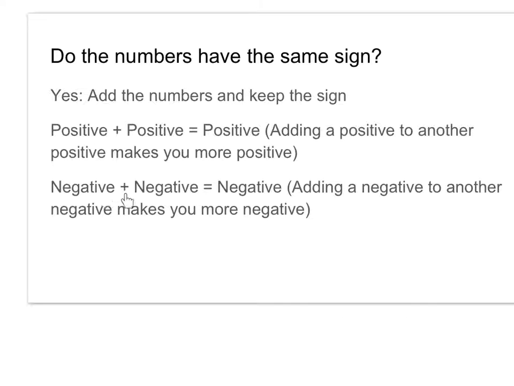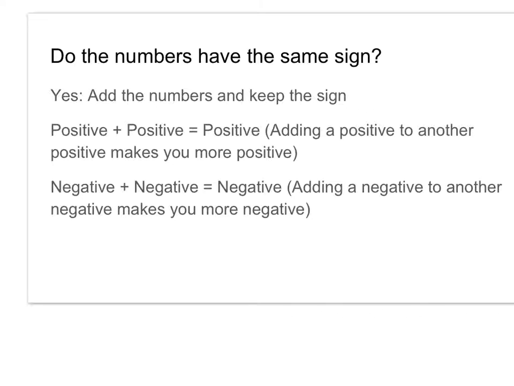Next, if you have a negative plus a negative, your answer will be negative. Adding a negative to another negative makes you more negative. So for example, if you owe me $1 and you owe someone else $1, you're going to be more negative. You're going to owe $2.